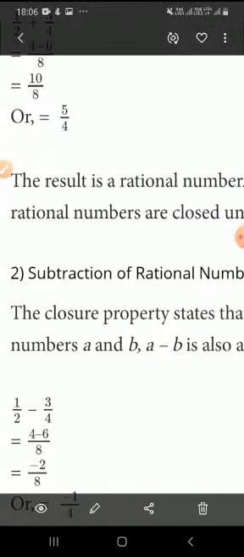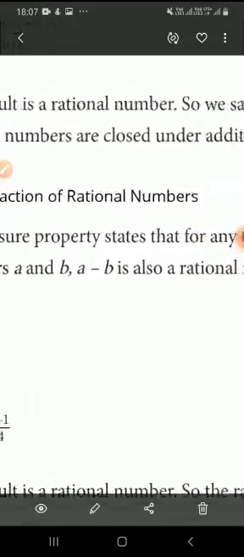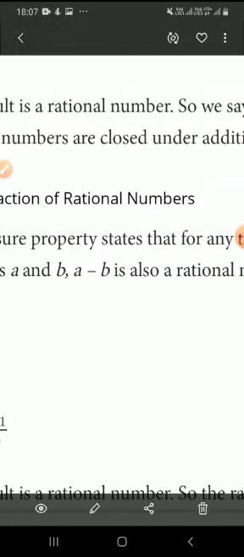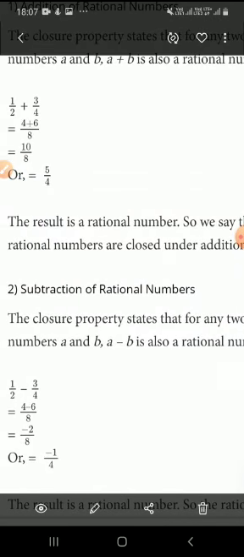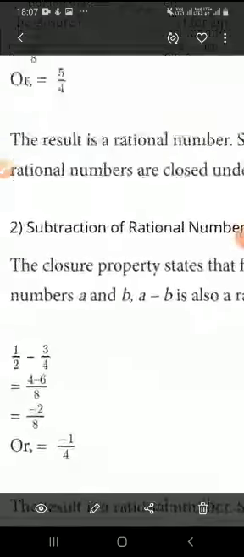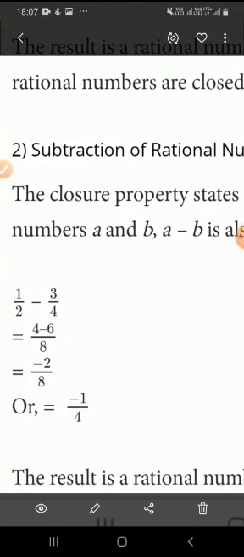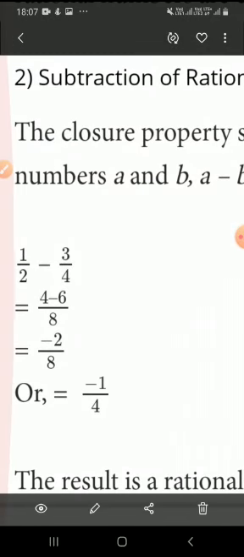Let us see the closure property for subtraction. Same here, if a and b are 2 rational numbers, so if we subtract a minus b, then the answer will also be a rational number. Let us try to understand this with an example. Suppose A is a rational number 1 upon 2. B, suppose another rational number, maybe it is 3 upon 4. If we subtract these 2, we are getting the answer as minus 2 upon 8. And in the simplified form, it will be minus 1 upon 4.